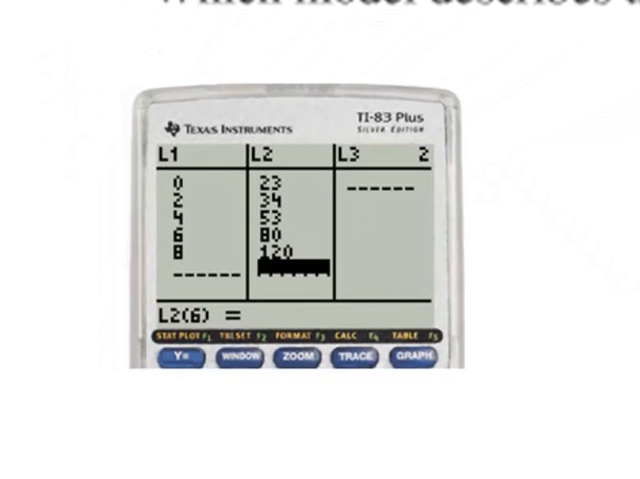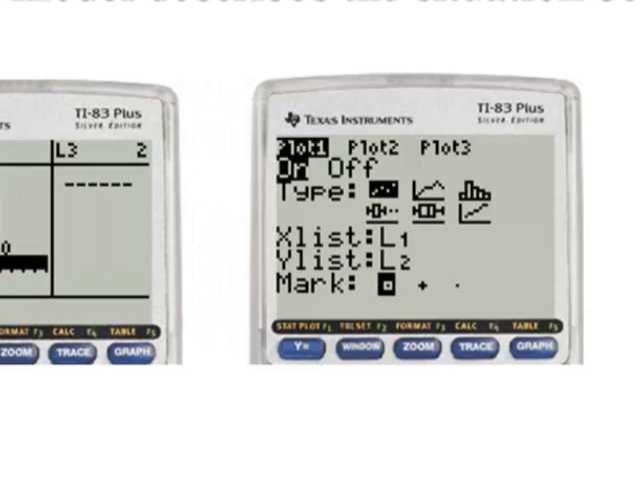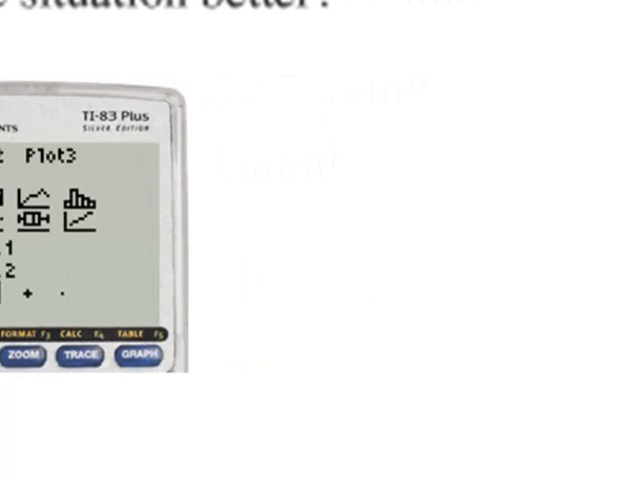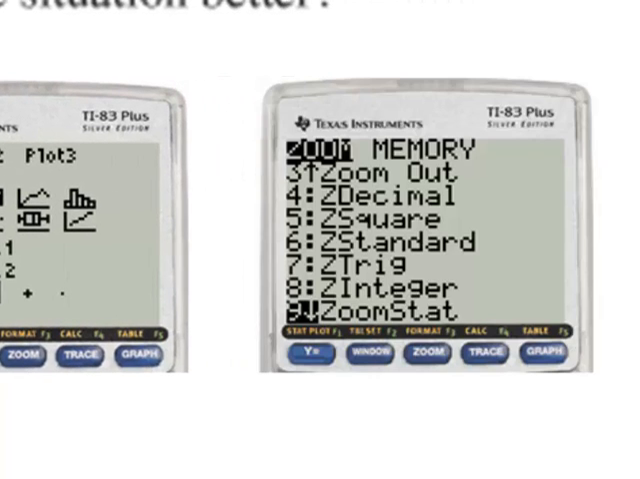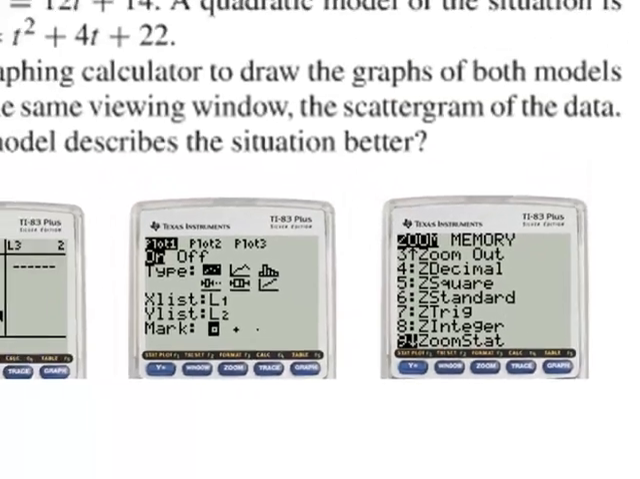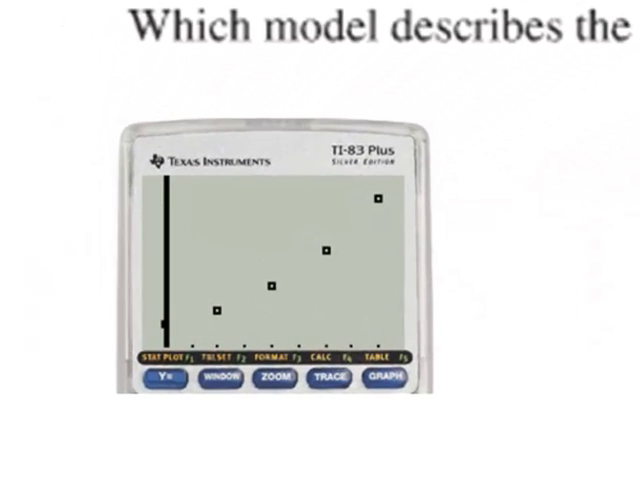So our first step is to enter the data in List 1 and List 2. Here we have the years since 1995, and here we have the number of special education students with autism in the thousands. The next step, we hit second y equals, which is stat plot. We turn it on, and we hit zoom and number 9 for zoom stat. So here we have the scattergram.